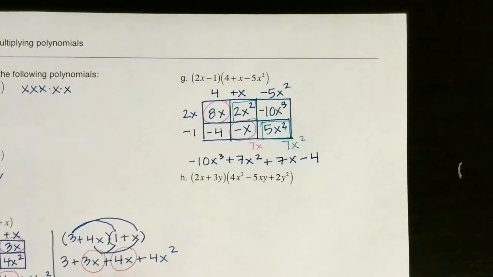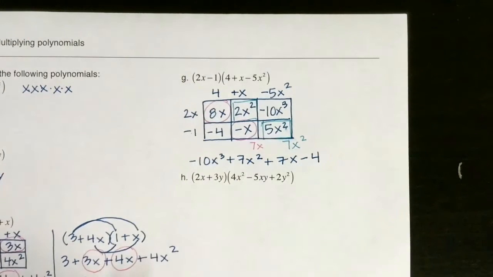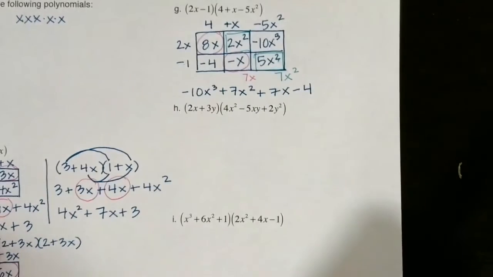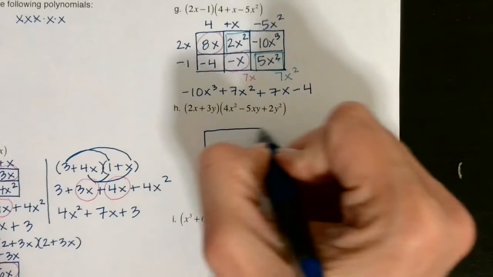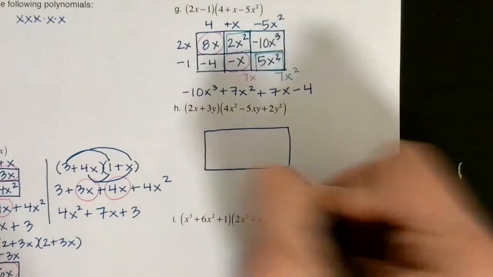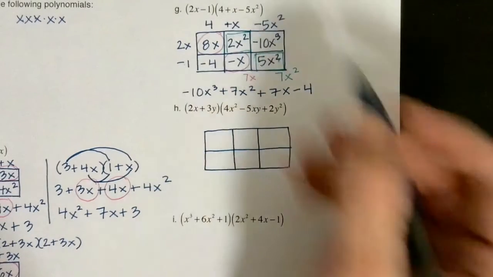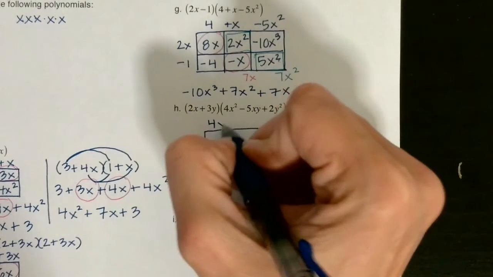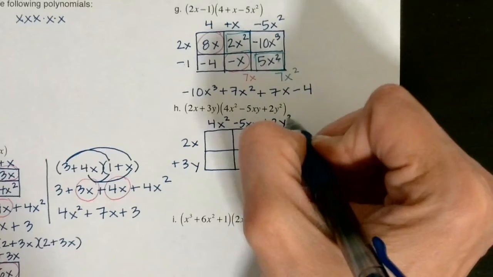Okay, so then we pick things up a little bit, but we're totally fine. It's nothing too challenging that we can't handle. There's 2 x's and there's 3 y's, so we've got x's and y's in this problem, and it just means that we're going to have to be careful when we multiply. So same thing, setting up my box method. You might want to make your boxes just a little bit bigger on this one since you have x's and y's. 2x plus 3y, 4x squared minus 5xy plus 2y squared.